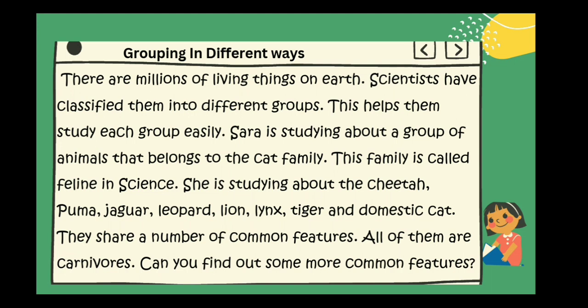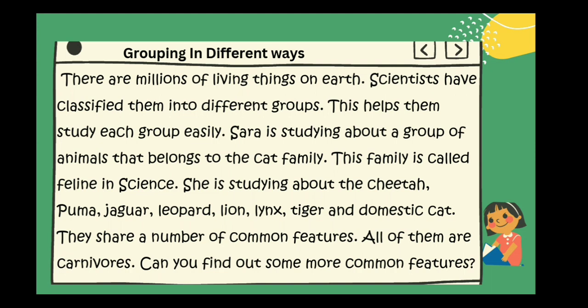They share a number of common features. All of them are carnivores. Which animals are carnivores? Carnivores are those animals that eat meat. And herbivores are those animals that eat herbs, that is plants. And omnivores are those animals that eat plants as well as meat. So they eat both the things. That is why they are called omnivores.